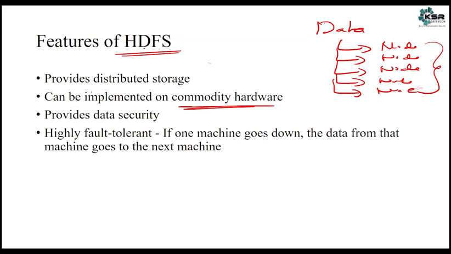Now, a property of HDFS is that data will get distributed across different nodes, it can be implemented on commodity hardware, and it provides high data security because it is stored within different systems under the control of this one. So security is also maintained.